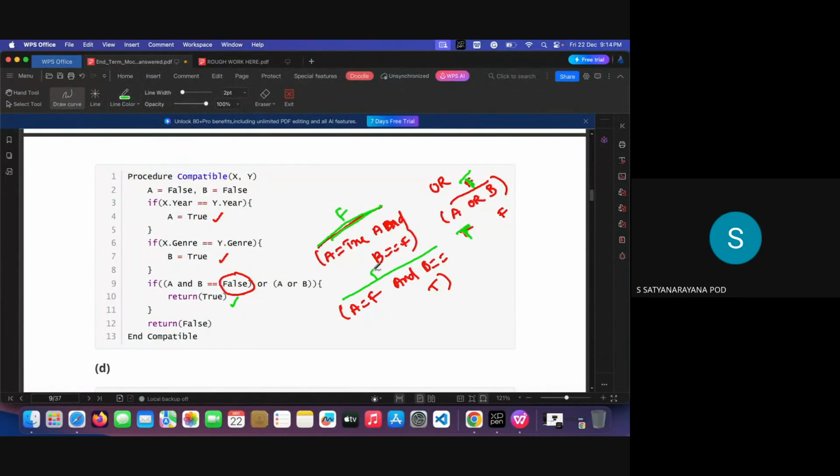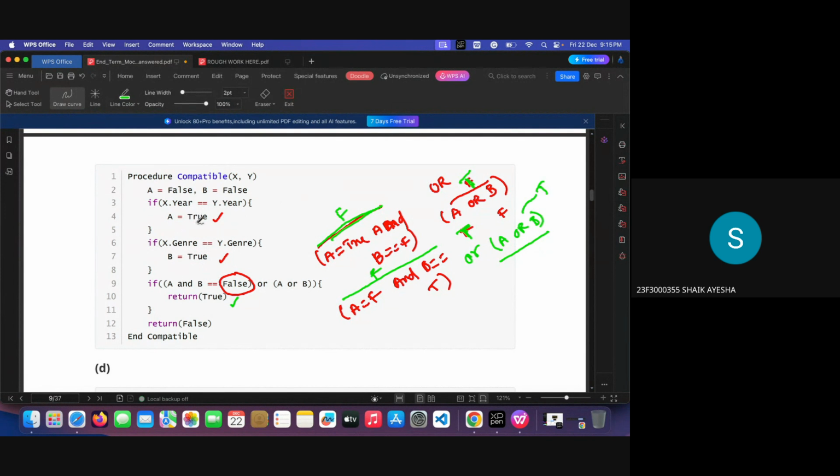Now again we come to the OR condition. A or B, what does it return? Because one of them is true, it returns true only. Is it right? Yes, sir. But B is false, na sir? No, B is true. Already I said gender is same, year is different.